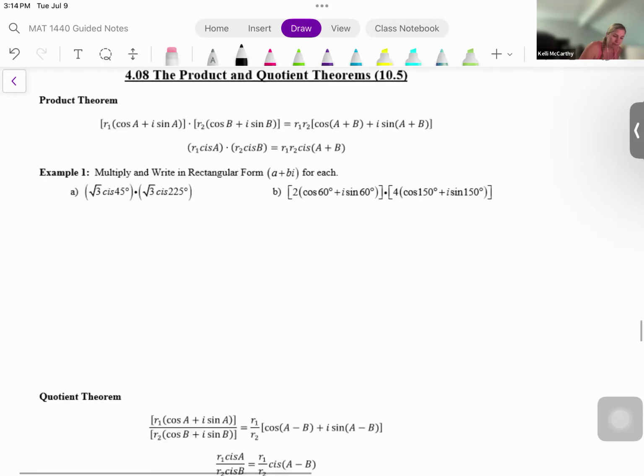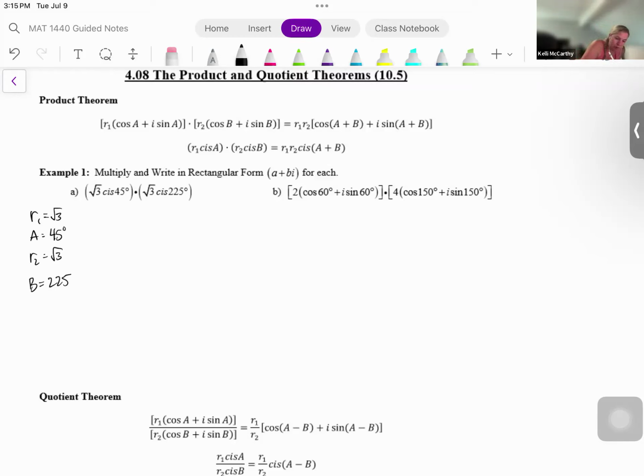So let's practice that product theorem. We have the square root of 3 CIS 45 degrees times the square root of 3 CIS 225 degrees. For this example, I'm going to just write out all the given values. R1 is the square root of 3 and angle A is 45 degrees. R2 is also the square root of 3 and angle B is equal to 225. So now we can plug those into that formula.